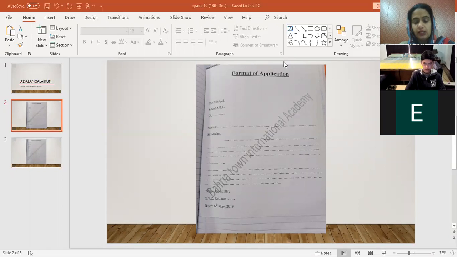One line space, and then you will add your subject. For example, if you're writing for the permission of a trip, you will write "Application for the permission of trip." If you are applying for the post of manager, you will write that. So you are going to write the subject. Why is it necessary to write the subject? Can anyone tell me why it is necessary to write the subject in an application?